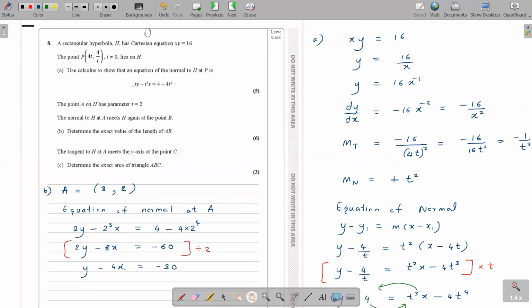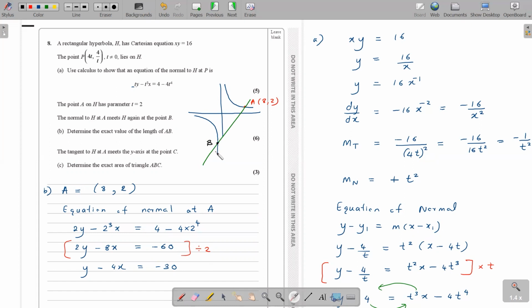Now you need to have an idea of what's going on. So normally the hyperbola looks like this, right? Rectangular hyperbola. So you have this point A. Point A was 8, 2, right? So you draw the normal. Are you with me? This is how the normal looks. So this normal meets the hyperbola again at the point B. Can you see the visual diagram? Point A, and you have the normal at point A meets the hyperbola again at B.